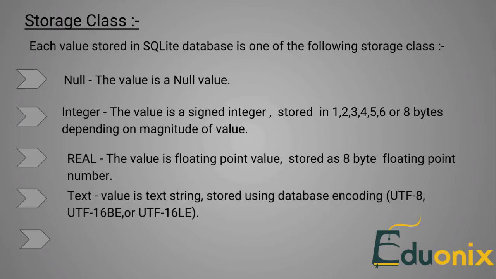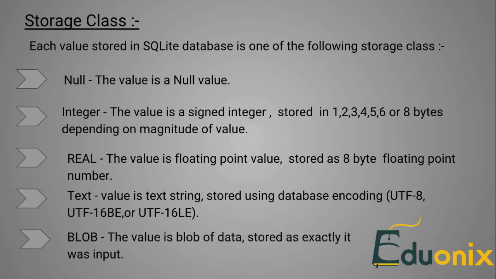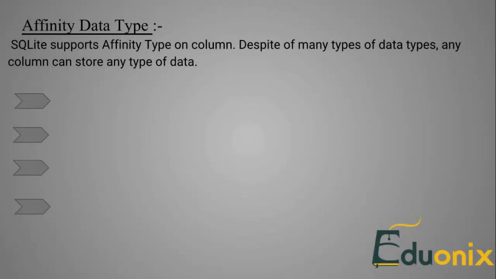The value can be text. Text is a string stored using the database encoding, so UTF-8, UTF-16BE or UTF-16LE. It can be a blob. The value is a blob of data stored exactly as it was input, so there won't be any changes to the data. Now there is another type which is called affinity type.